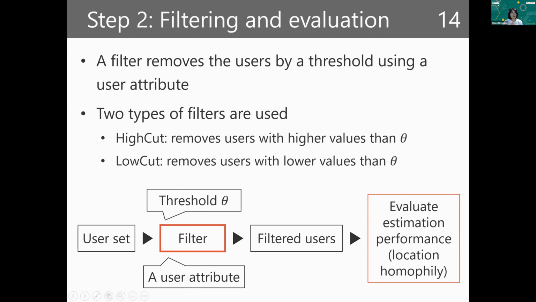And then next, we use two filters that remove users by a threshold using a user attribute. The high cut filter removes users with attribute values higher than the threshold. The low cut filter removes users with attribute values lower than the threshold. So the remaining users are evaluated in the next step.